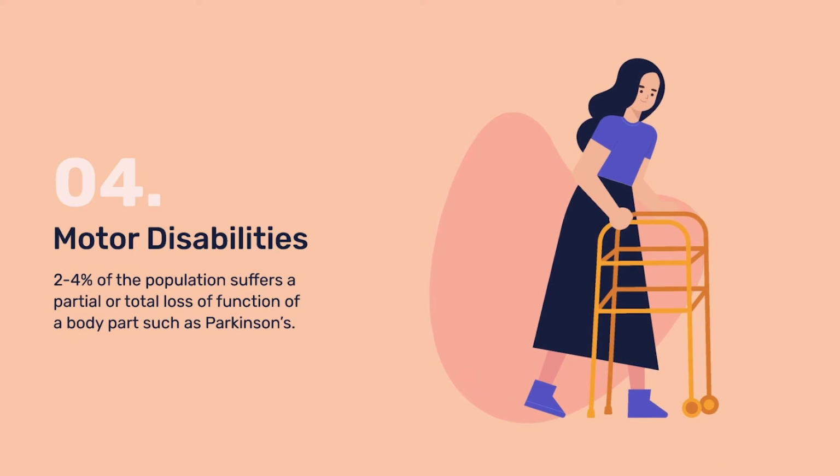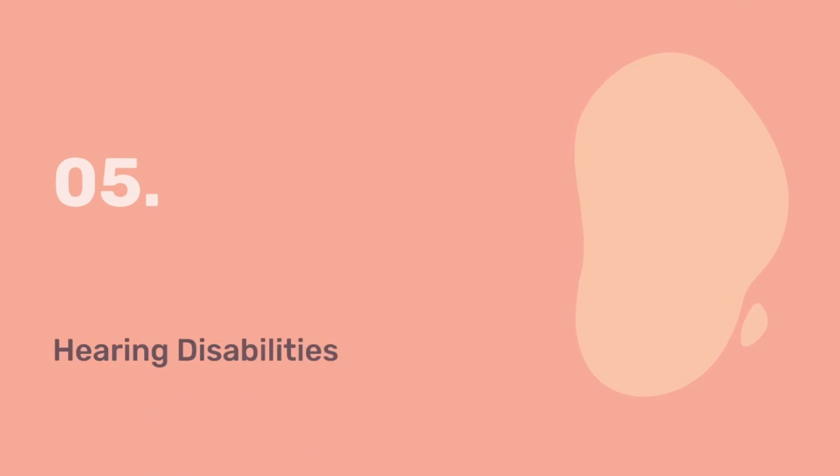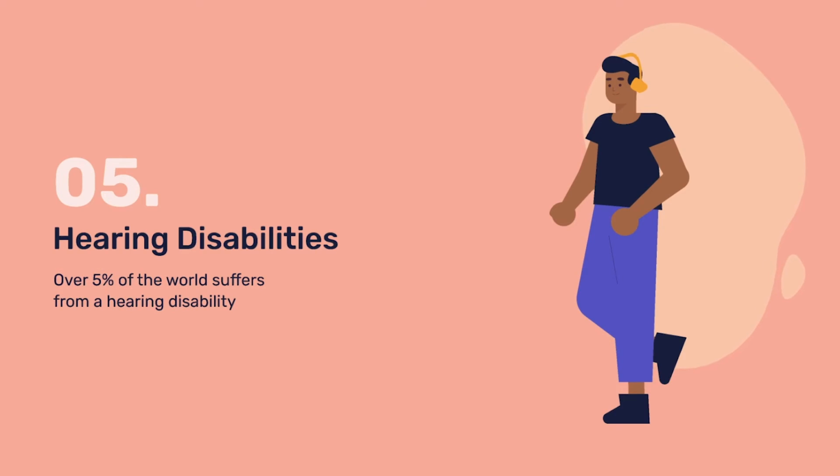The next one is motor disabilities. 2 to 4% of the world population suffers a partial or a total loss of function of a body part such as Parkinson's. Last disability type is hearing disabilities. Over 5% of the world suffers from a hearing disability.